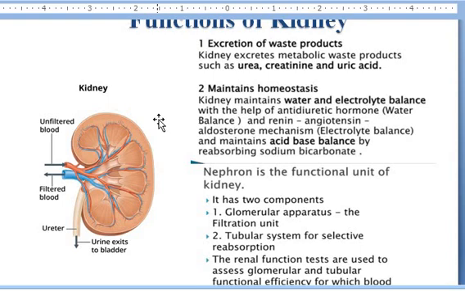Here, kidneys play a vital role in homeostasis of water and electrolytes such as sodium, potassium, like this. So with the help of an antidiuretic hormone called vasopressin, the kidney will maintain the homeostasis of electrolytes, water, and acid-base conditions also. And this will be achieved by the basic unit of kidney called nephrons.